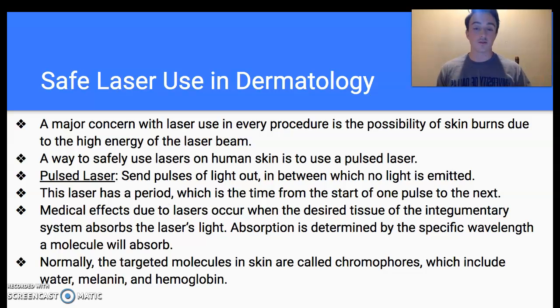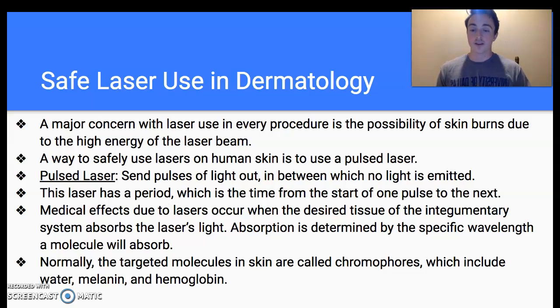One of the ways that they do this is to use a pulsed laser. A pulsed laser sends pulses of light out, in between which no light is emitted. The period for a pulsed laser is the time from the start of one pulse to the beginning of another.